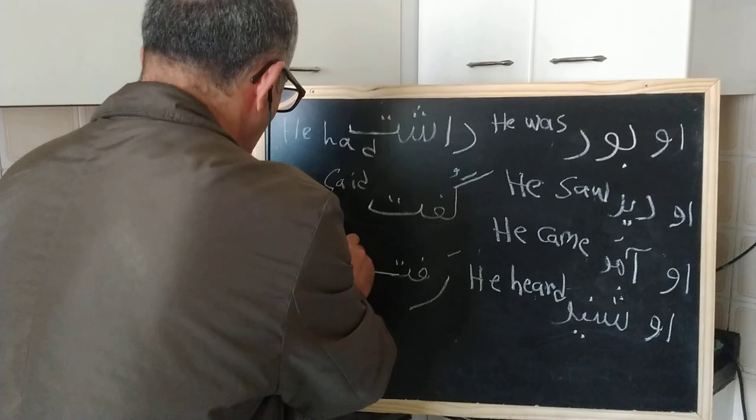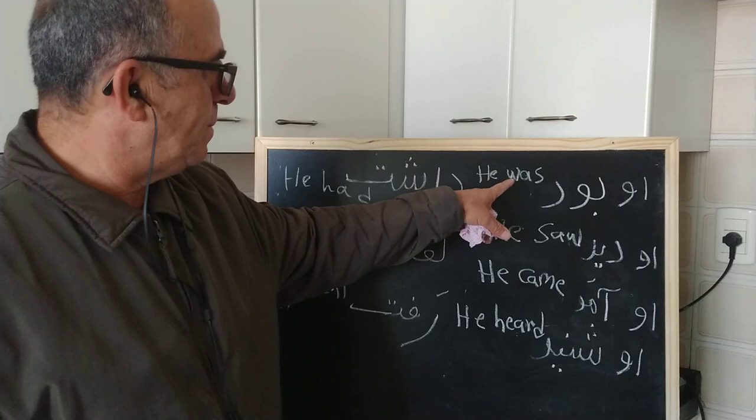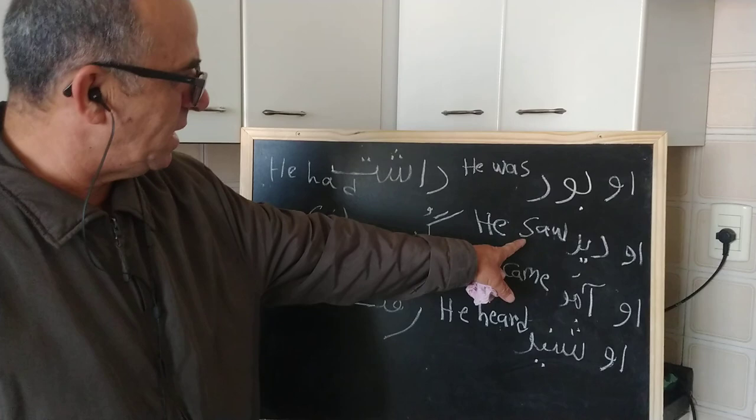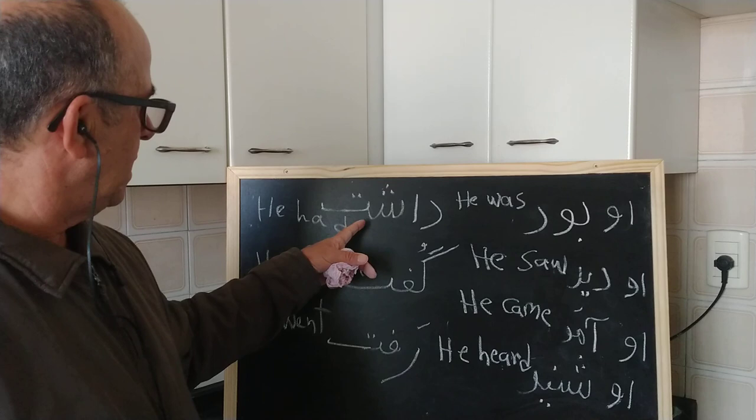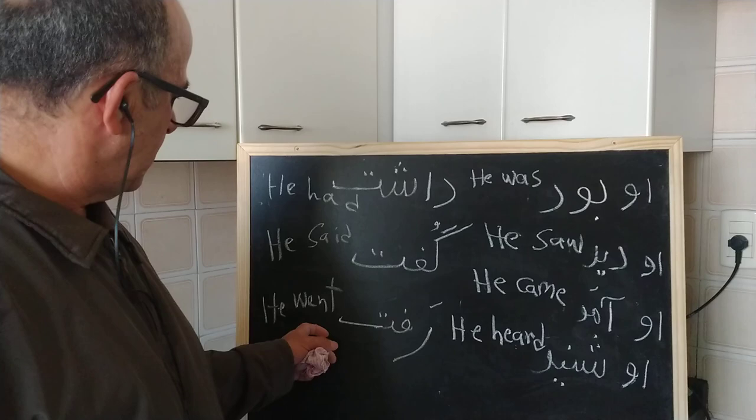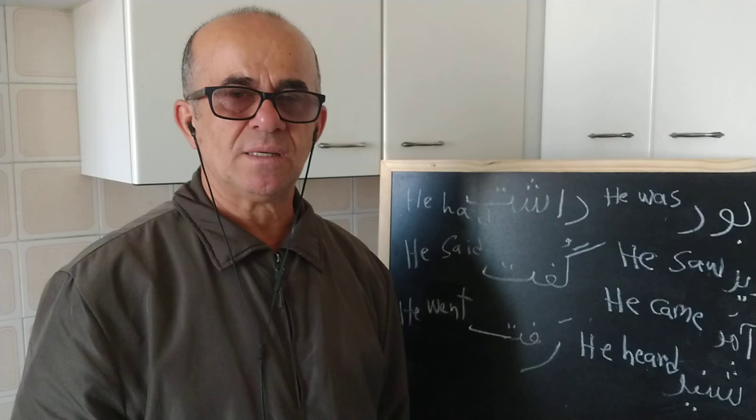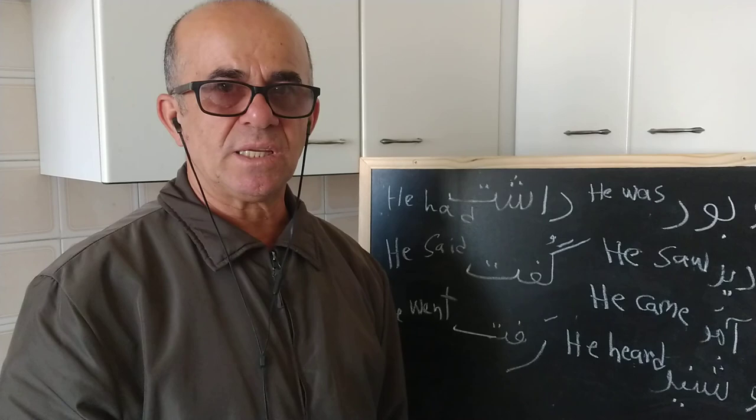Okay, budan, to be. Bud, he was. Did, he saw. Omad, he came. Şenid, he heard. Daşt, he had. Goft, he said. Raft, he went. So now you can figure out how it is, from the infinitive jumping to the third person singular in the past.